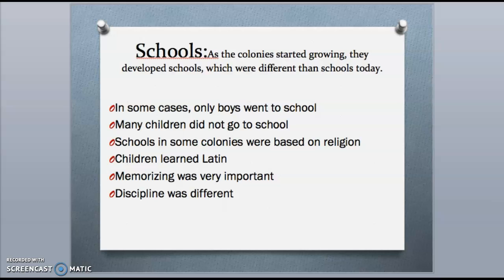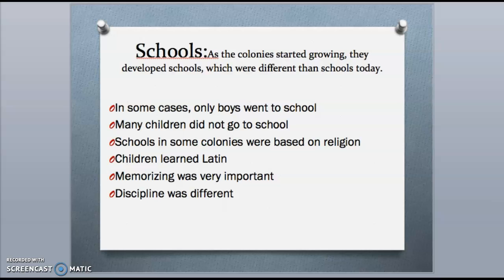So the first two: in some cases only boys went to school. I could write a couple sentences about that. I could first explain that and I could write about why. But I don't know if I could build a whole paragraph. But my next point, many children did not go to school. Gosh, if I used that, I could also talk about how girls did not go to school, only boys went to school. And let's see, the second one, schools in some colonies were based on religion.